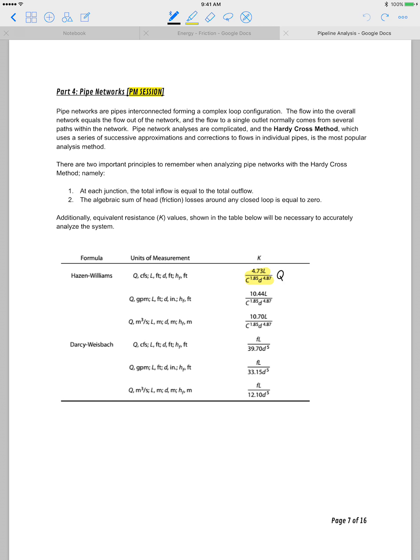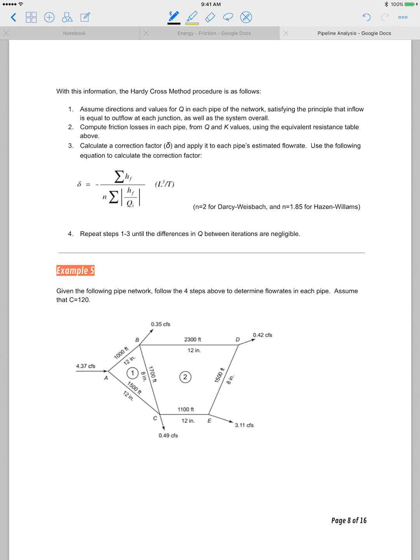So it's just worth making note of that, because this is, like I said before, going to come into play when we get into these more complex systems. With this information, the Hardy-Cross method procedure is as follows. It's simple. You can make more errors in your methodology by not being really detailed. So the point is to be very detailed when you do this.